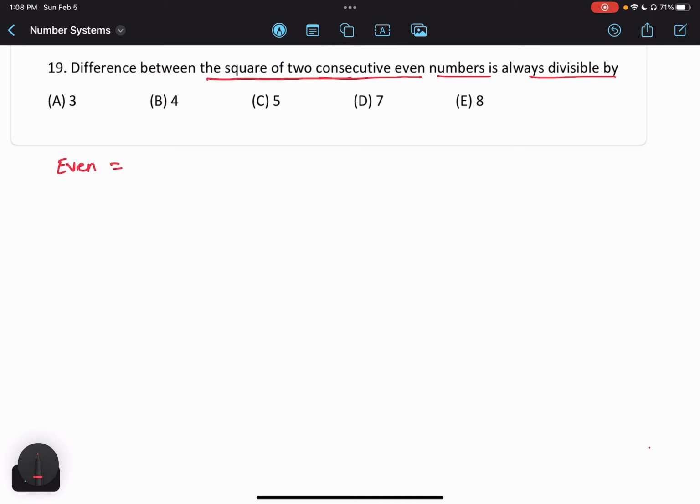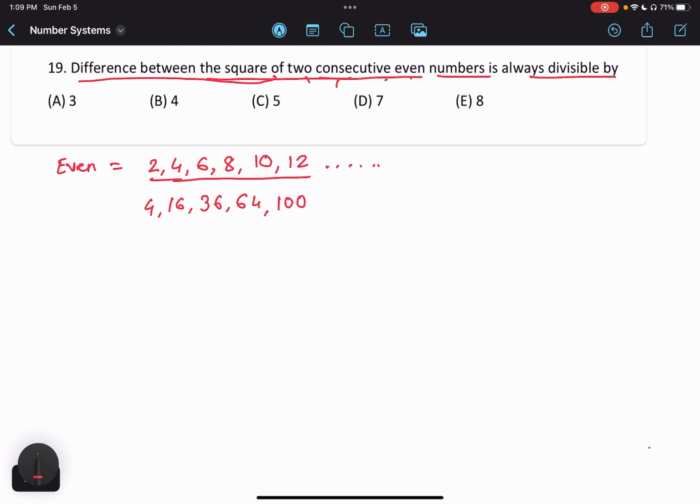If I say what are the even numbers, so 2, 4, 6, 8, 10, 12, and so on, it will go till infinity. And as we have written all these numbers, these are consecutive even numbers. What we have to find is the difference between the squares of two consecutive even numbers. So let's see the square of each value. For 2 it will be 4, for 4 it will be 16, then 36, 64, 100, 144, and it will keep going on till infinity.